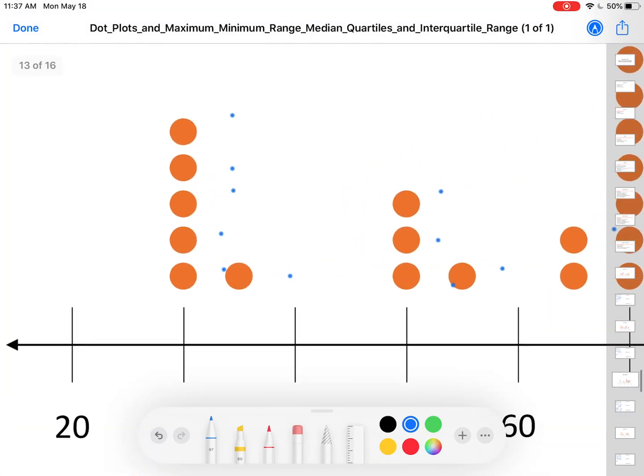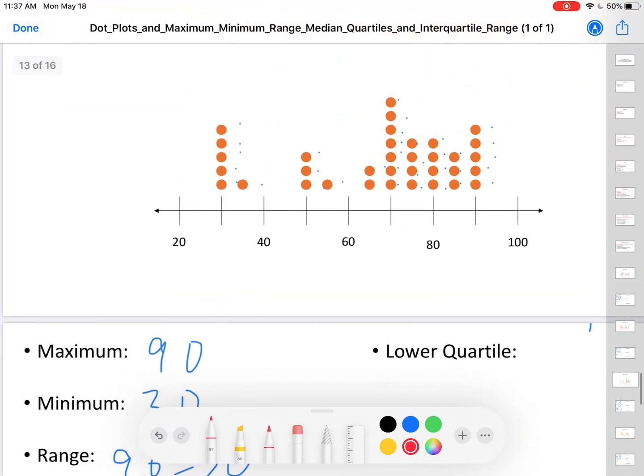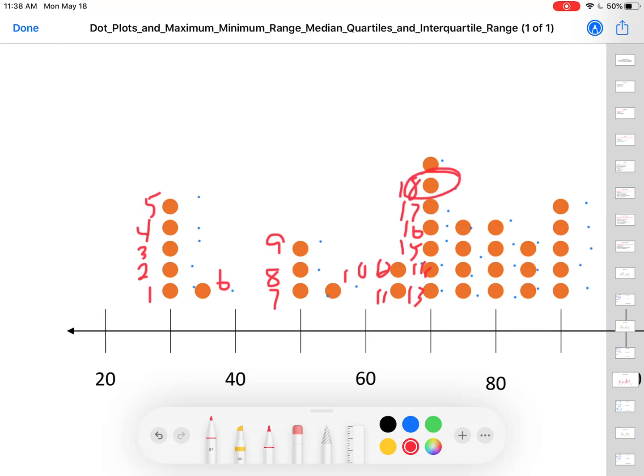Let's count from the left to 30. What was our number? 18. So we want to get to 18. 1, 2, 3, 4, 5, 6, 7, 8, 9, 10, 11, 12, 13, 14, 15, 16, 17, 18, and we circle that dot. Find the value of that dot.